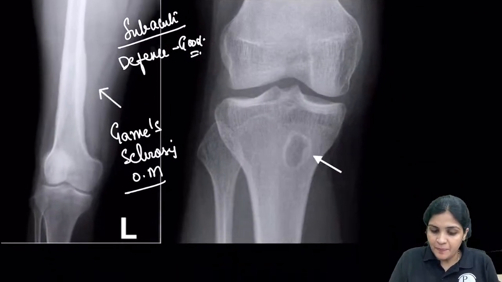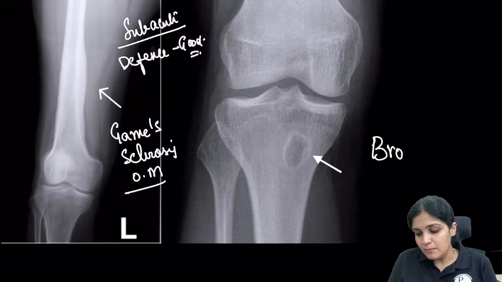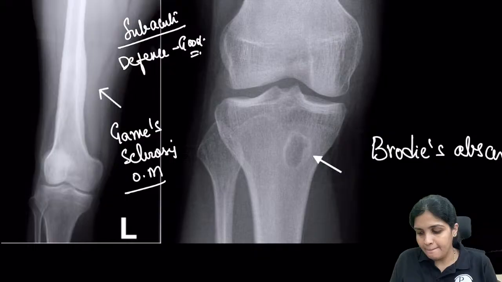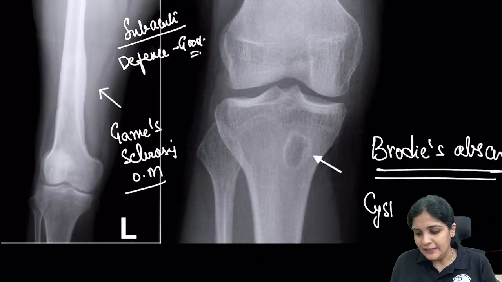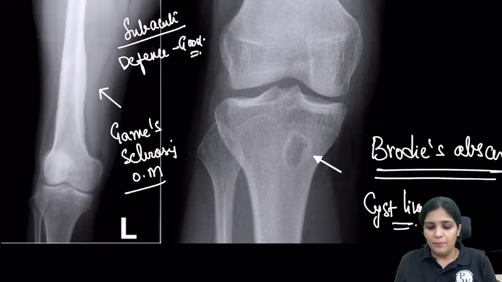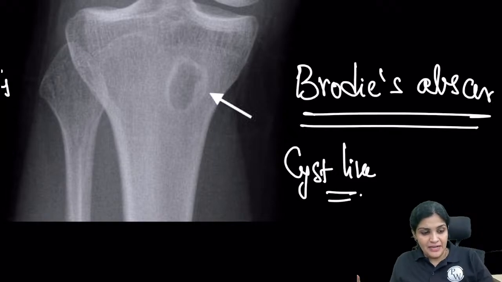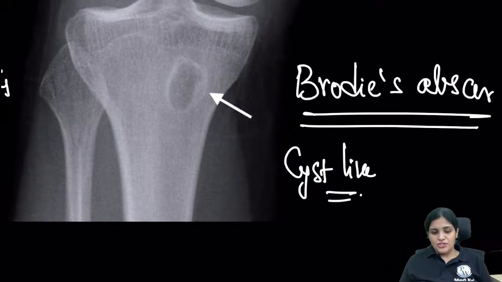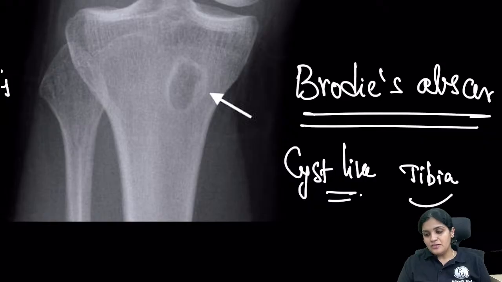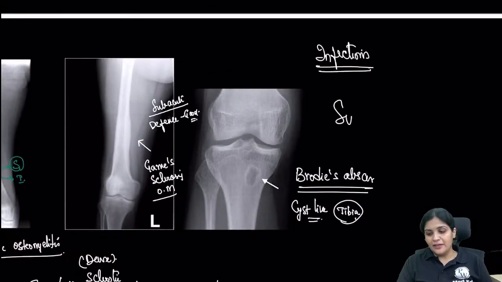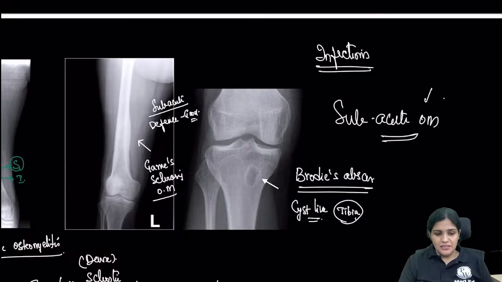And what is this? This is Brodie's abscess. So what is Brodie's abscess? It is again a cyst-like lesion, where the body's defense mechanism is good, right? So hence you are able to control the infection, and it is appearing as a cyst which can hold your infection. So this is Brodie's abscess, usually seen in the tibia, right? So these two are the examples of subacute osteomyelitis. Yes, Dr. Raj, correct. It is Brodie's abscess.